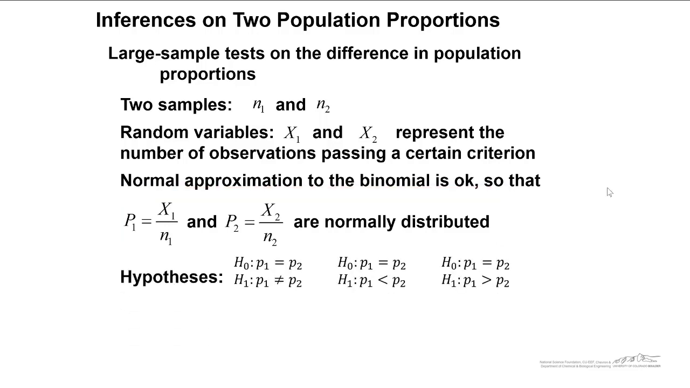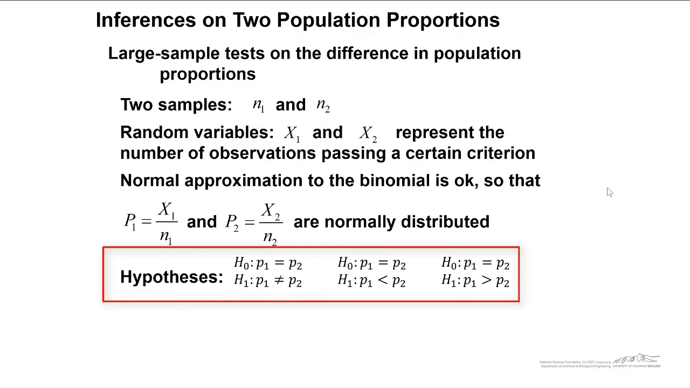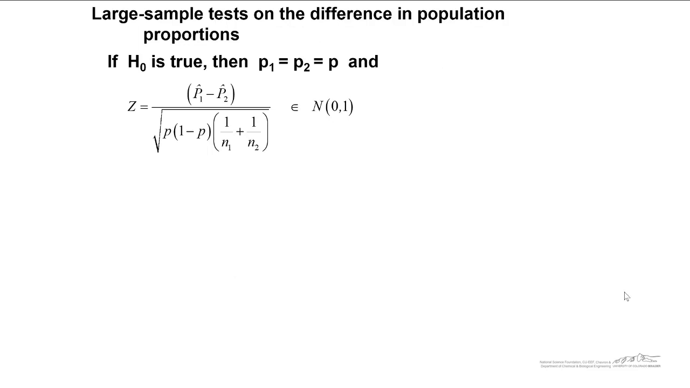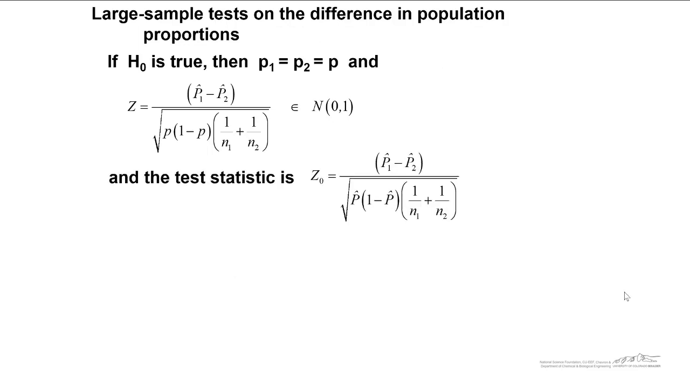For the hypotheses, we can have a two-tailed test, a lower-tailed test, or an upper-tailed test. For all of these tests, we calculate a test statistic. Shown here, we want to look at the difference in population proportions and compare that to a hypothesized difference. A lot of times, the difference is going to be 0: P1 equals P2 if that's our null hypothesis. We can rearrange this a little bit and calculate a test statistic, Z0.